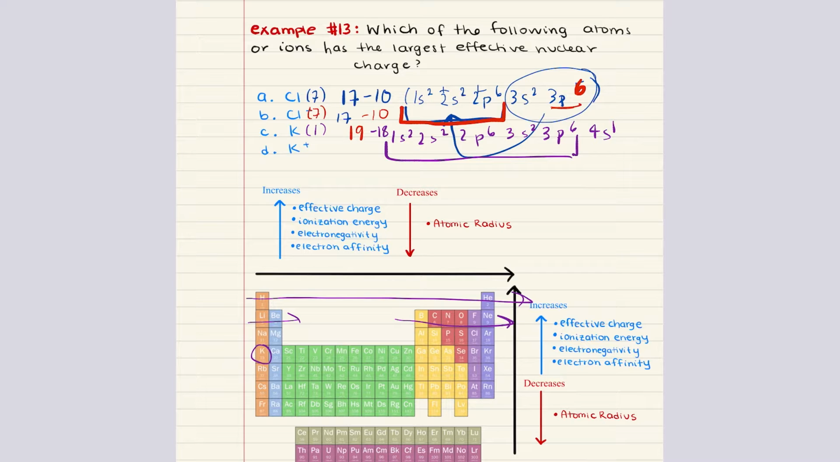Option D is the potassium ion. Here it's a cation, so it loses an electron. Which electron does it lose? It's going to lose that 4s1 electron.